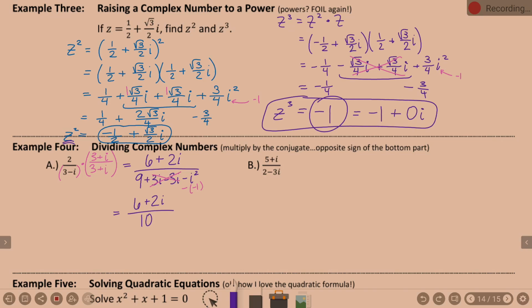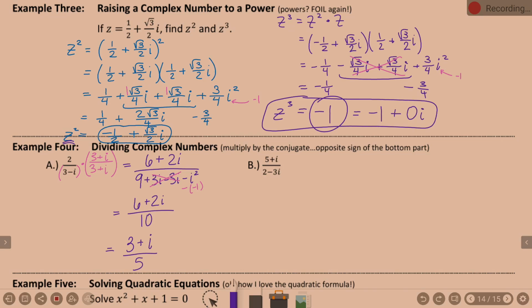No. Partially right. We are going to clean this up a little bit. When you see 6 plus 2i all over 10, what do all of those terms divide by? 2. They all divide by 2, yes? 6, 2i, and 10 all divide by 2. So reduce everybody by 2. 6 divided by 2 is 3. 2i divided by 2 is i. And 10 divided by 2 is 5.